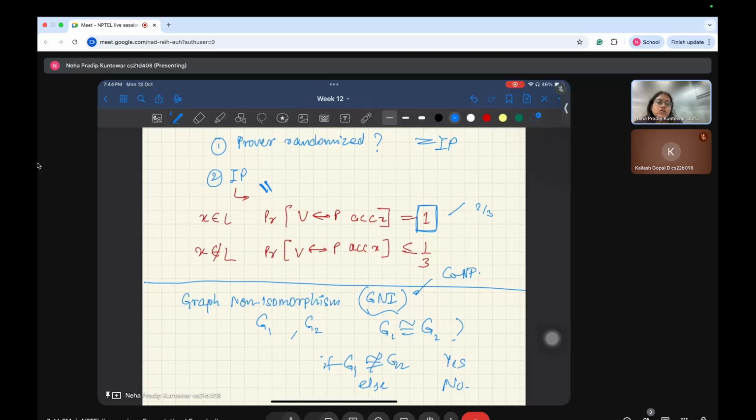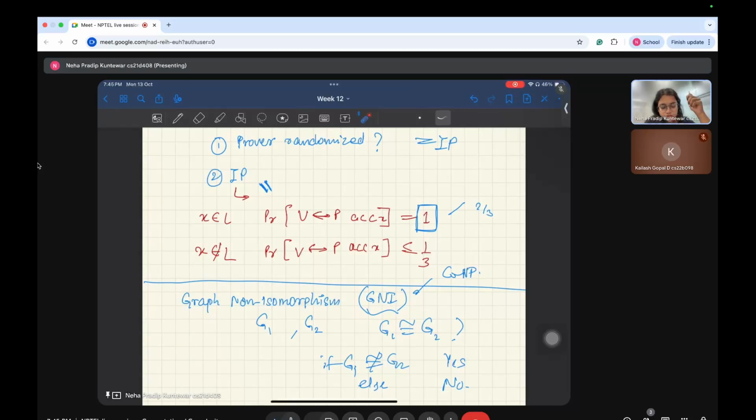Okay, so the IP protocol that we saw for this particular problem was basically that we were choosing one of G1 and G2 uniformly at random, choosing a permutation for the chosen graph, and asking the verifier which graph it is isomorphic to. Is it isomorphic to 1 or is it isomorphic to 2? And we repeated this process.